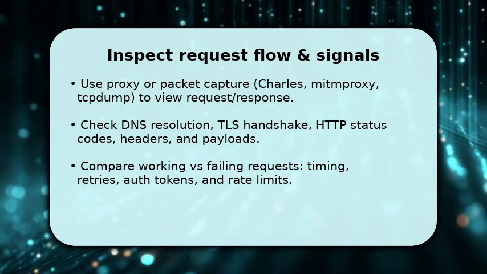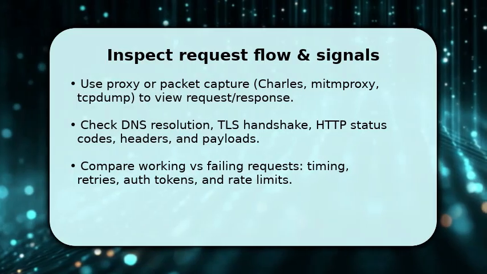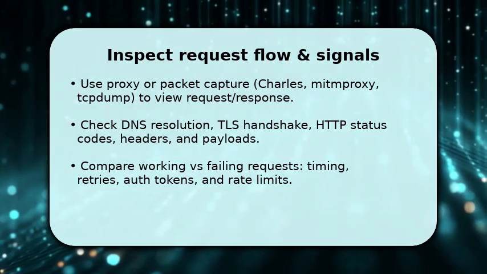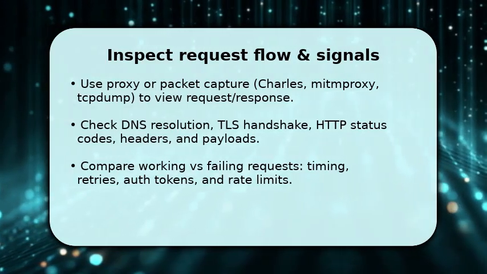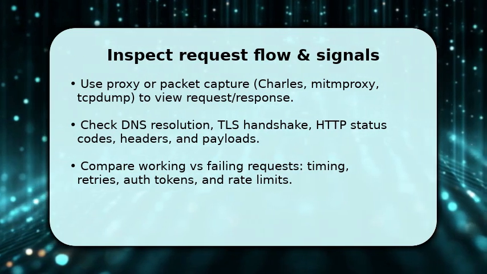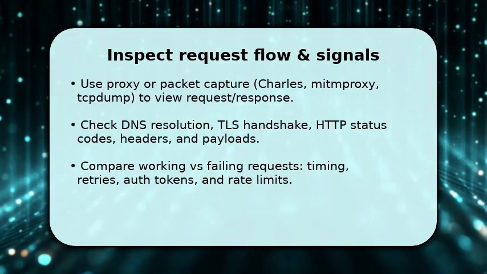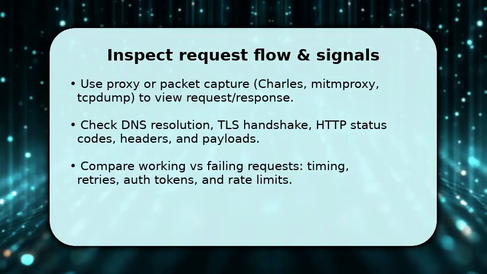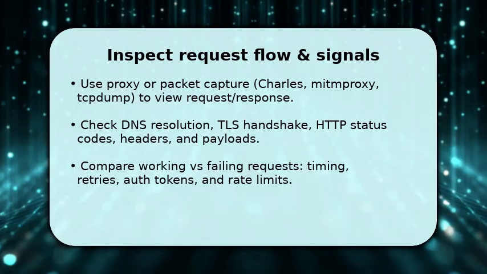Compare a successful request to the failing one. Look at headers, auth tokens, payload size, and retry logic. Make sure you understand timing and rate limits because intermittent failures often come from retries or expired credentials. Once identified, plan a targeted fix.